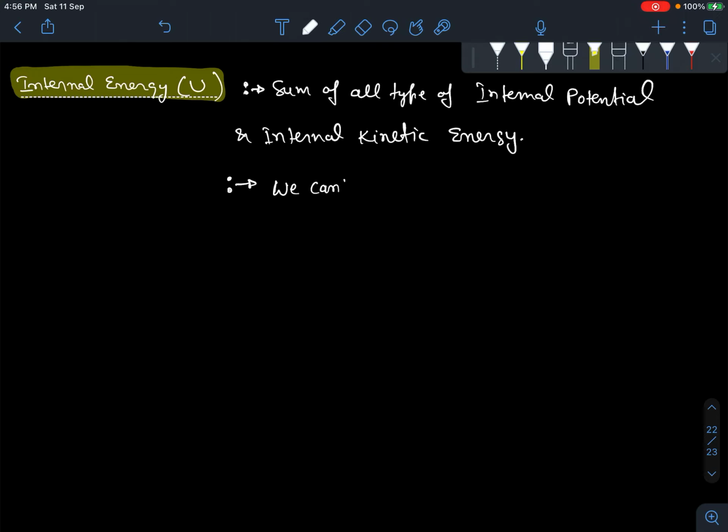We can't calculate the absolute value of internal energy.